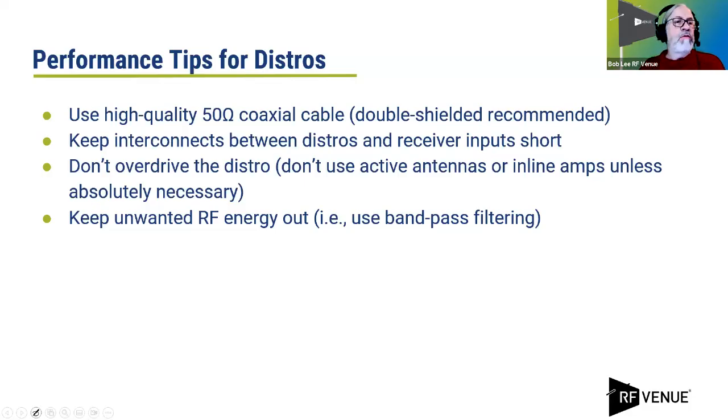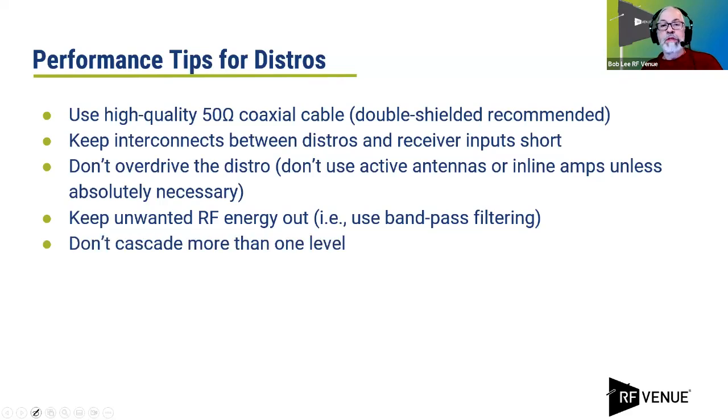RF Venue offers a variety of different bandpass filters. There's a 470 to 608 megahertz one that handles the entire UHF spectrum for North America. But we also have some narrower ones which come in handy for filtering out TV channels, because if you can filter out TV channels as well, that's less unwanted signal getting into your distros and the rest of the system that could possibly cause intermod.